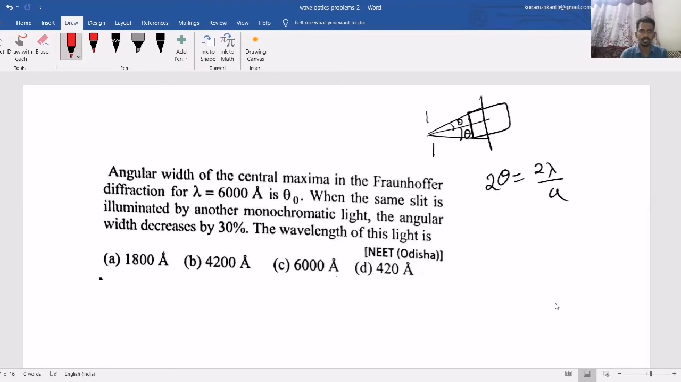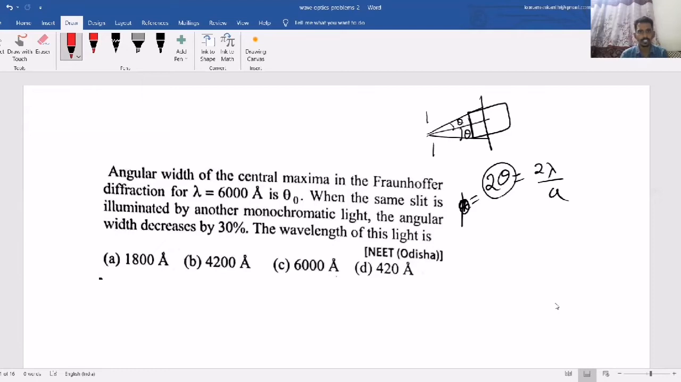When the same slit is illuminated by another monochromatic light, the angular width decreases by 30%. The wavelength of this light is? So let's take this angular width as something, let's take x, 2 theta. Now initially, it is an angle, so better to consider just some angle theta, or better to take phi.